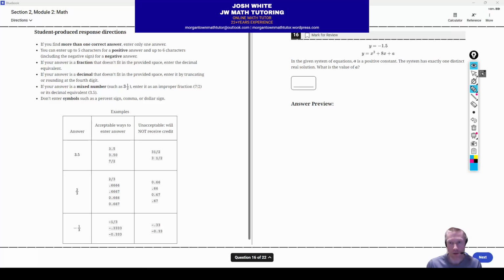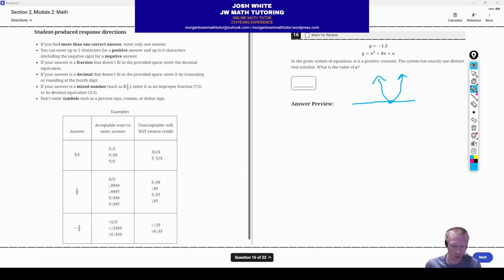So if these are intersecting at only one point, because it says it has exactly one distinct real solution, what's happening here is these two things are going to intersect, but they're only going to intersect once. If you visualize it, you have a parabola here, and then you have this horizontal line, y equals negative 1.5, and there's just one point of intersection. That point of intersection happens right at essentially the vertex.